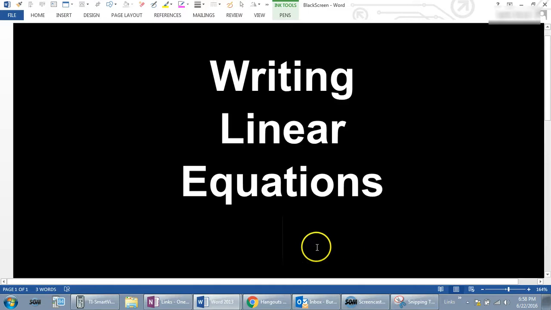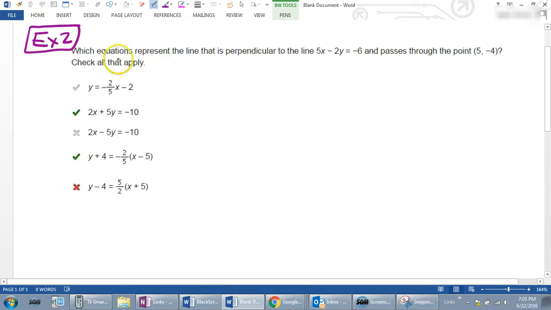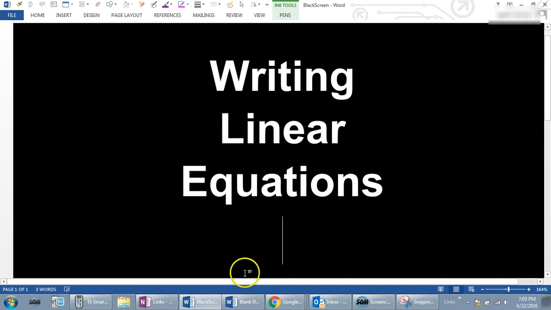This lesson is about writing linear equations. Okay, which equations represent a line that is perpendicular to this one and pass through this point? Okay, so there's a couple things we have to talk about before we start actually doing this.